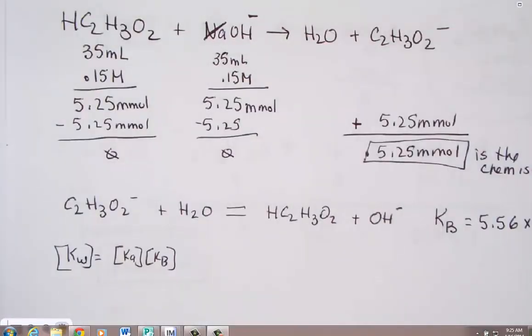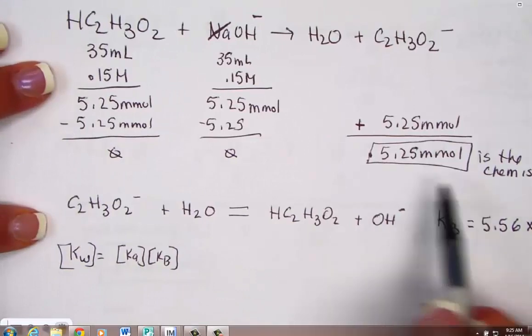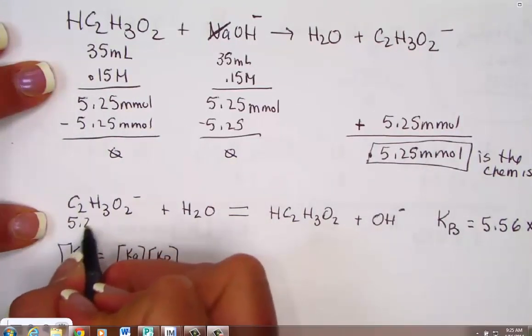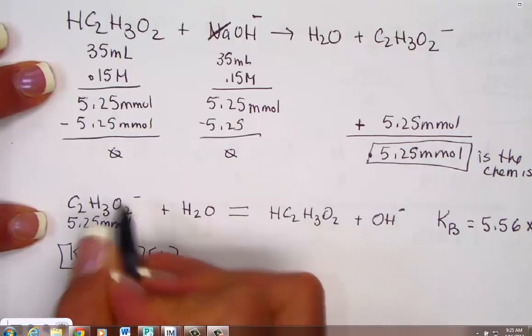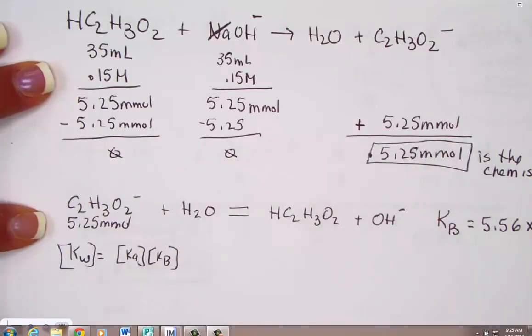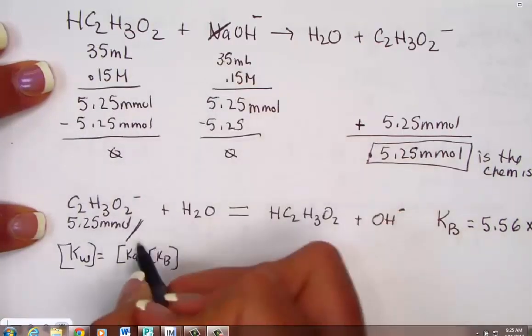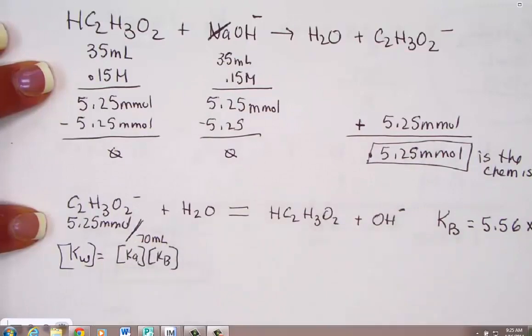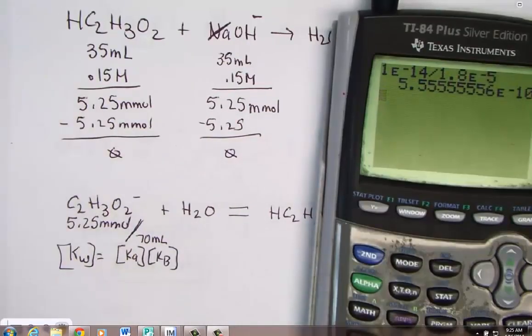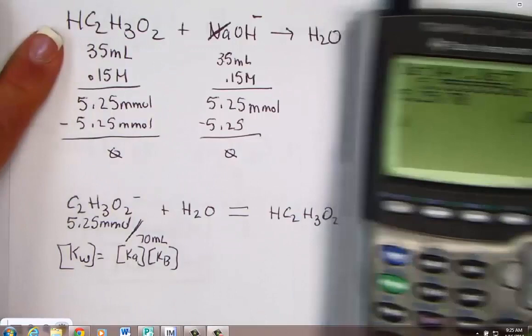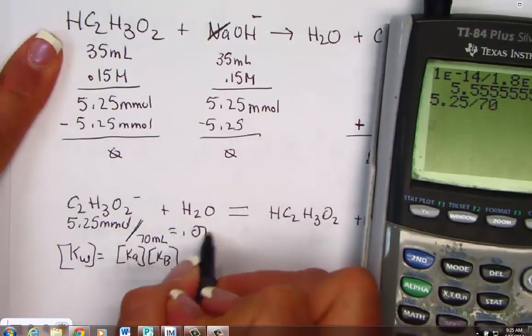This is Kb chemistry, isn't it? So now what do we know? I have 5.25 millimoles of this acetate ion in a new combined volume of 70 milliliters. Alrighty, that new combined volume is critical here because I don't have a ratio of base over acid as in the Henderson-Hasselbalch. I need to know its actual molar concentration. So 5.25 over the new combined volume of 70 gives me a molarity of 0.075.